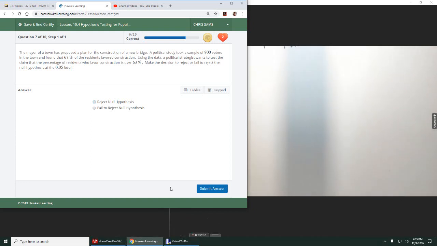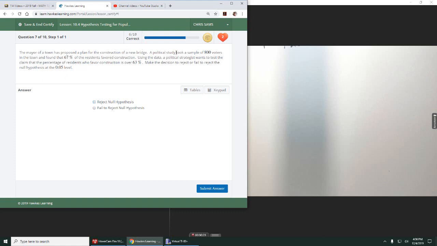Okay, number 7, we want to make the decision whether to reject the null or fail to reject the null. So we're going to go through and combine all the steps that we've done so far. First, we're going to identify the null and alternative. We're going to find our test statistic, and we can just find our p-value and compare it to alpha. But there are two ways you can do it, so I'll show you both.